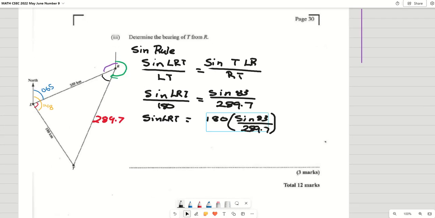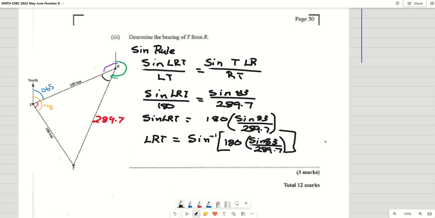Instead of finding this value, we can carry across the sine. There's nothing like divide by sine, there's sine inverse. So LRT would be the sine inverse of what we have here, in a square bracket: 180 open bracket sine 83 over 289.7 close bracket, and then close the square bracket. So LRT, the black angle, is approximately 38.1 degrees to 1 decimal place.